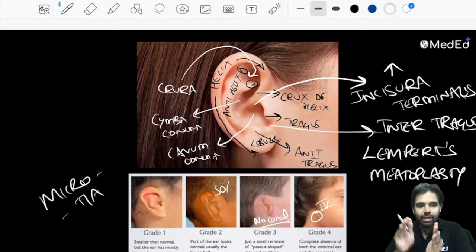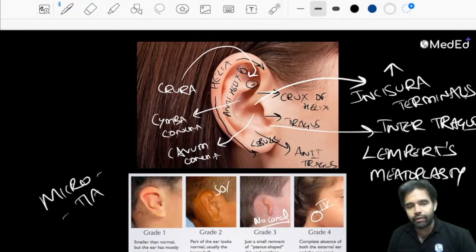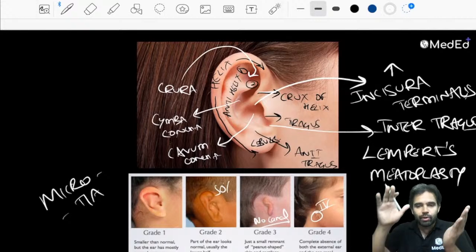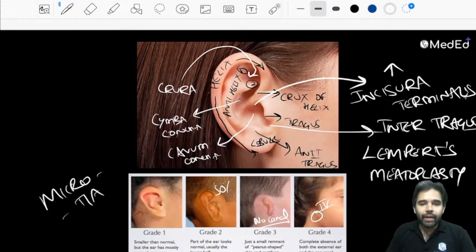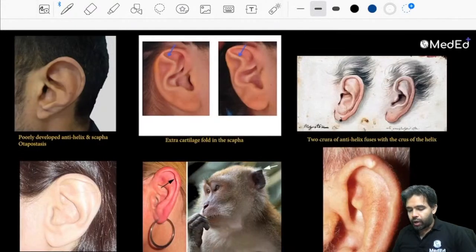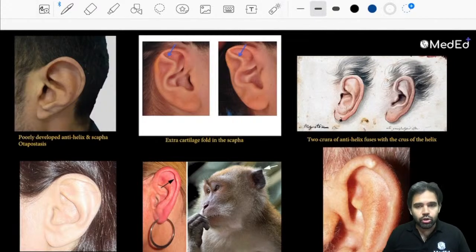If it is more than 50% smaller, then it is grade 2. If it is more or less looking like the adult size but overall just a little smaller, then that is grade 1. Each one of these has been an MCQ that has come in the past. We'll take it one by one, without wasting too much time.